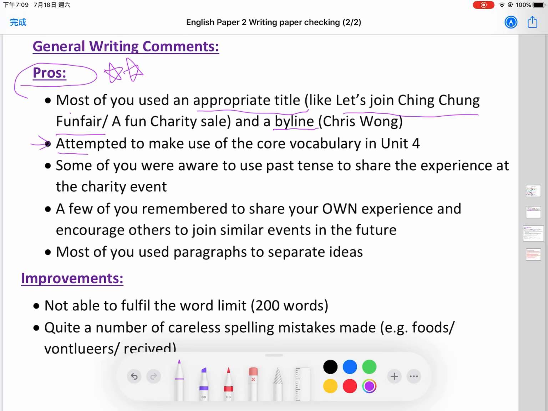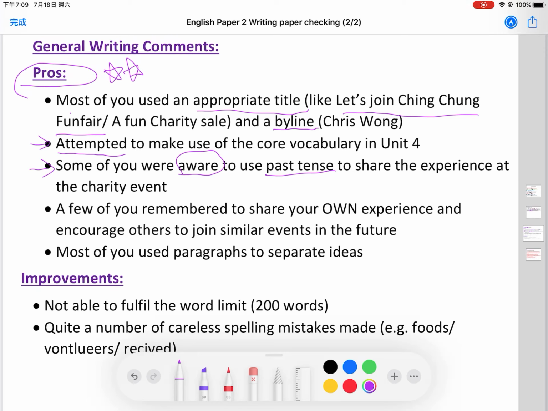And then second point, I can tell that most of you attempted to make use of the core vocabulary in Unit 4. I could see that you tried. Now, even though some of you may spell the words wrongly, still, it's a very good attempt. Now, some of you were aware to use past tense to share the experience at the charity event, which is really good. I'm very impressed.